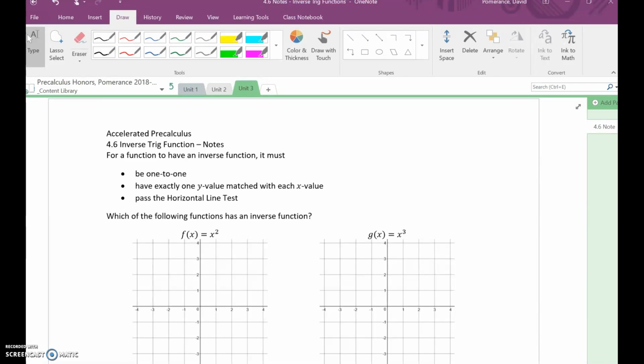Hello and welcome to 4.6 inverse trig functions, the notes that we'll be doing for the next few days.